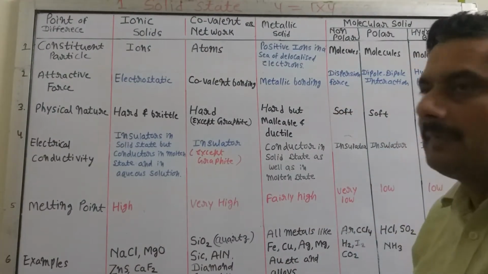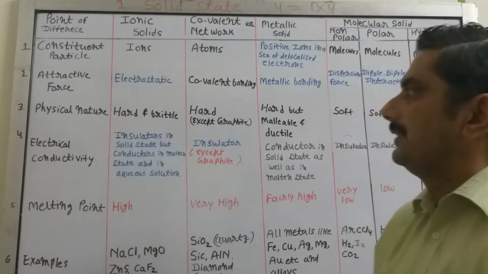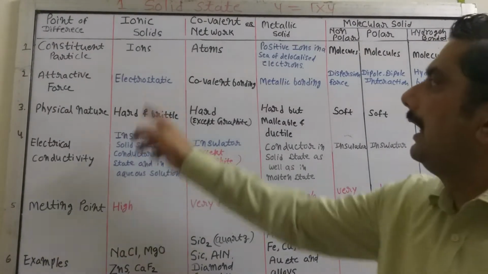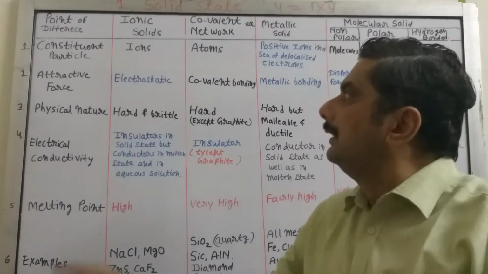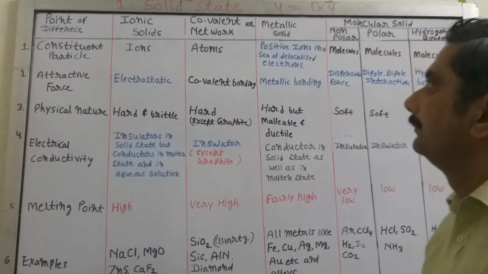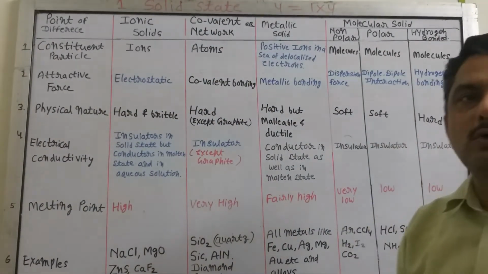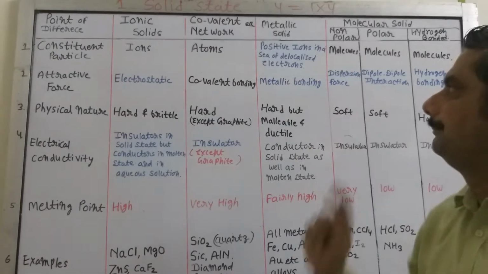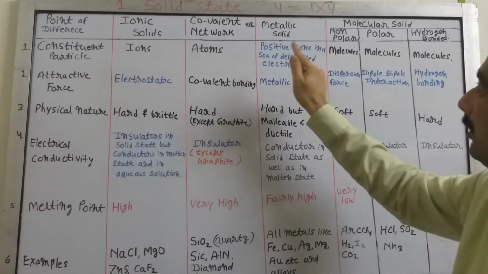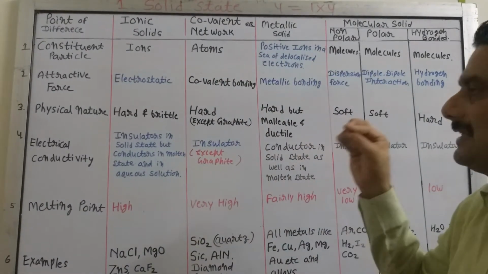Here we compare all these four solids one by one. Very first, ionic solids. Constituent particles are ions, while in covalent or network solids, constituent particles are atoms. In metallic solids, constituent particles are positive ions in a sea of delocalized electrons.